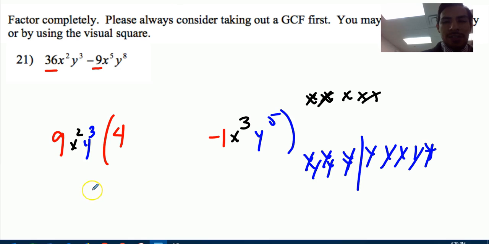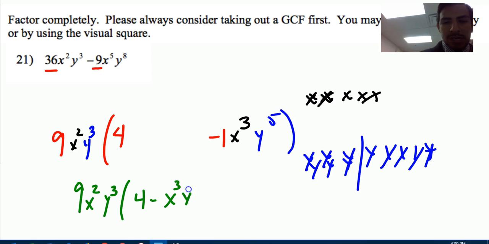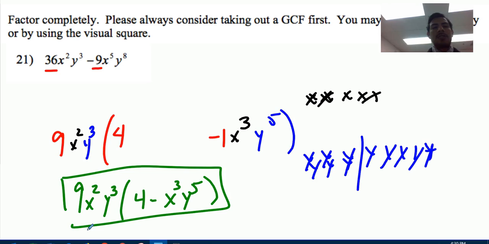So my final answer, even though it looks a little crazy, is going to be 9x squared y cubed, times 4 minus x cubed y to the 5th. Done. All right, 21 is done.